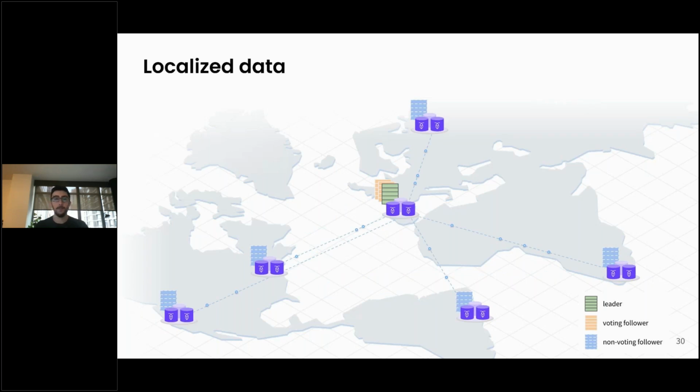So when data's access patterns change, it makes sense to move the leader and the voting quorum to wherever we want to provide fast consistent access. So when we move the leader and the voting followers in this diagram, we then made it so that Europe could provide fast, consistent access to that data.